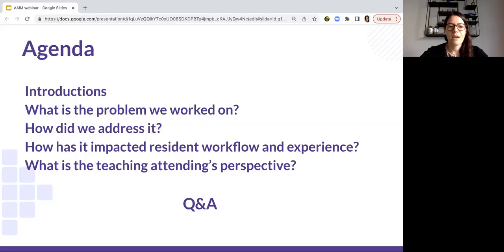My name's Margot Cohen. I'm also a hospitalist at Penn and work in medical education as one of the clerkship directors for the Penn medical students.